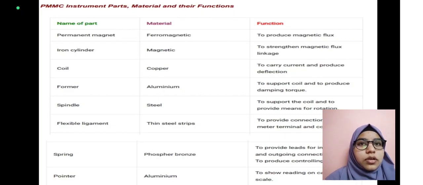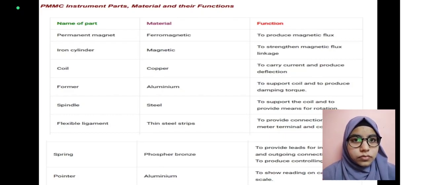Next, we can see the various parts of the PMMC and their functions. First, the permanent magnet. It is made up of ferromagnetic material and its function is to produce magnetic flux. Next, the iron cylinder, made of magnetic material, and its function is to strengthen magnetic flux linkage. Coil, made of copper, its function is to carry current and produce deflection.